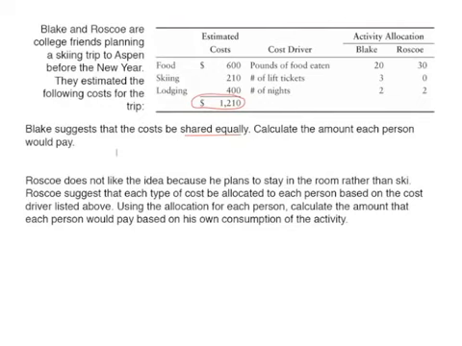To do this, we're going to take the total estimated cost and divide that by the number of products. In this case, we're talking about people because people are using up these costs. And we have 2 people. So the amount that's going to be allocated to each person is $605 each.